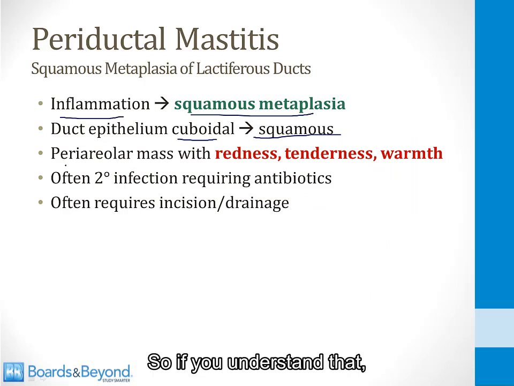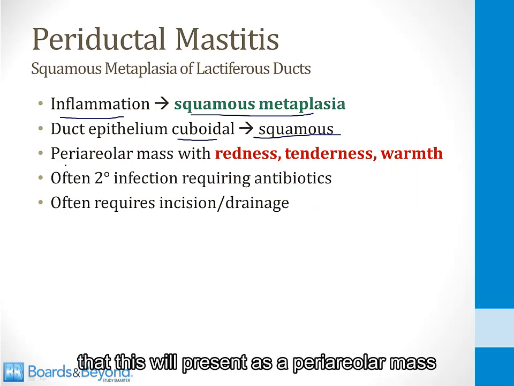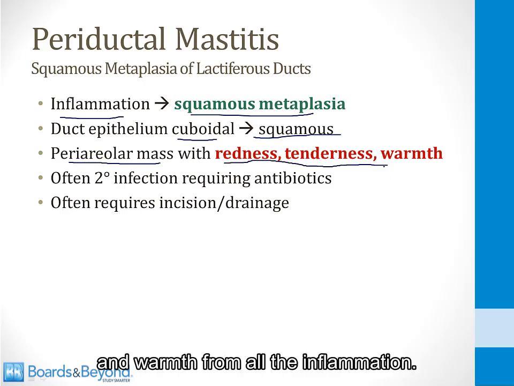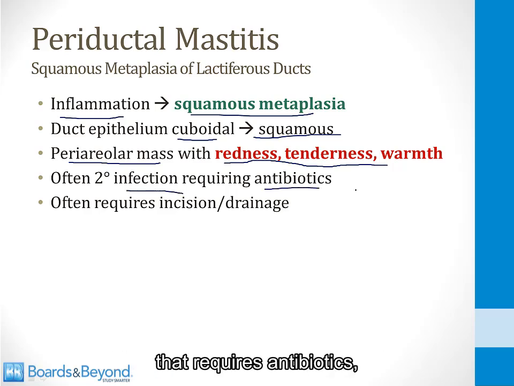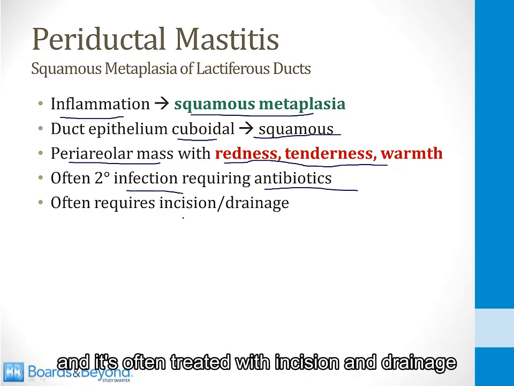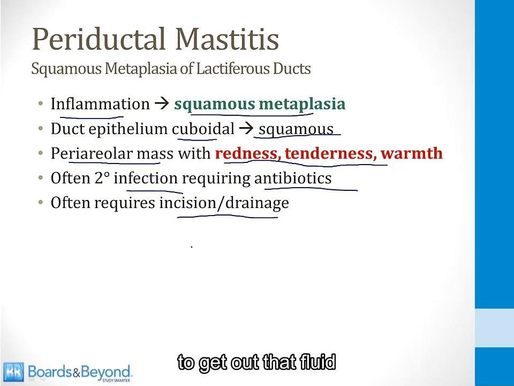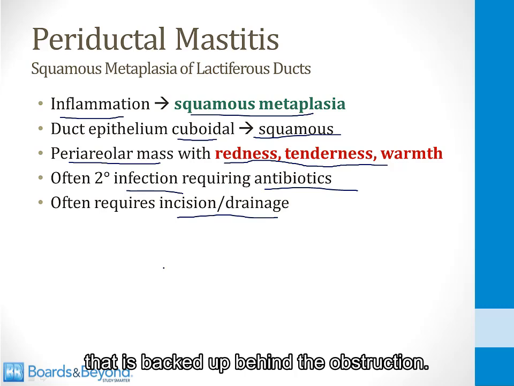So if you understand that, then it's very easy to understand that this will present as a periareolar mass with redness, tenderness, and warmth from all the inflammation. Often there is a secondary infection that requires antibiotics, and it's often treated with incision and drainage to get out that fluid that is backed up behind the obstruction.